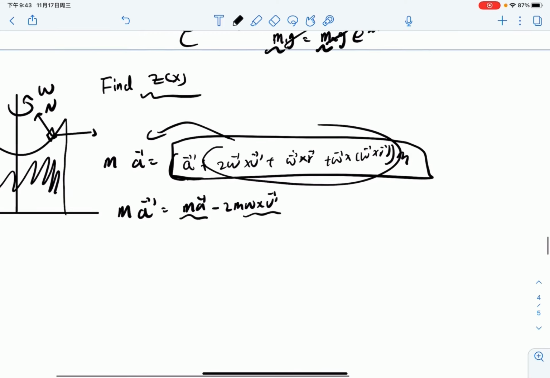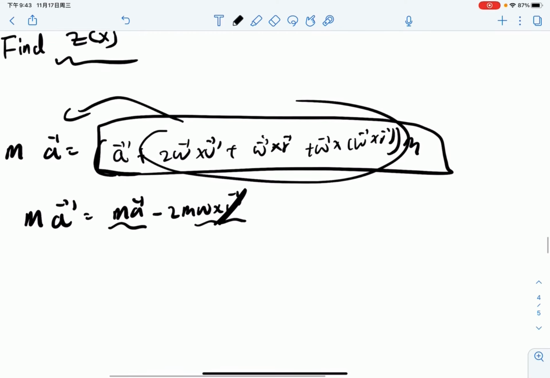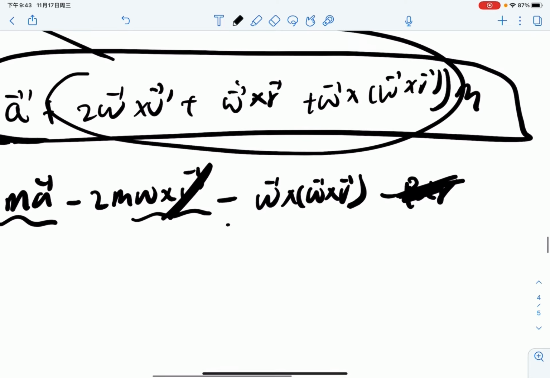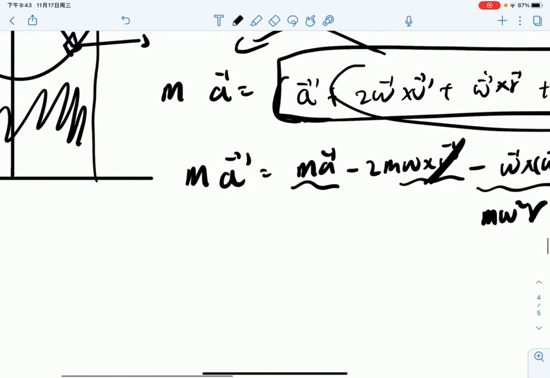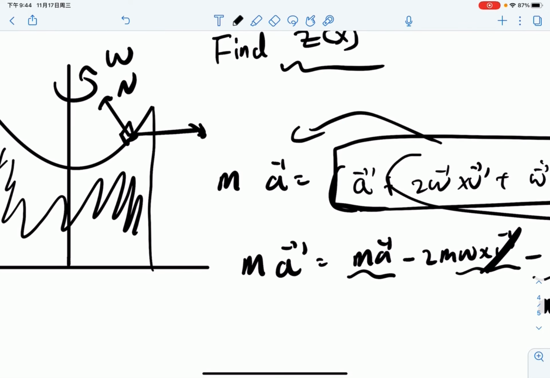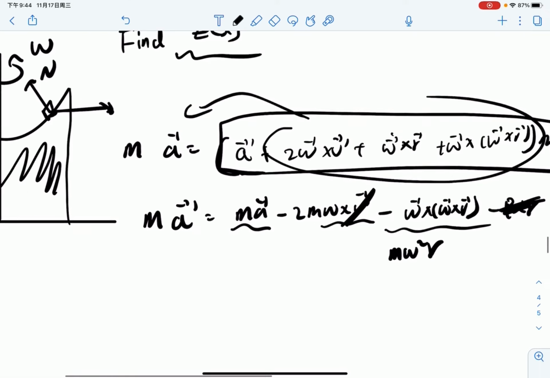is 0. So no relative velocities, and minus w cross (w cross r), and minus beta cross r. We know that beta is equal to 0. And for this equation, if we simplify, this term is just going to be equal to m w square r, and the direction is the same as r.